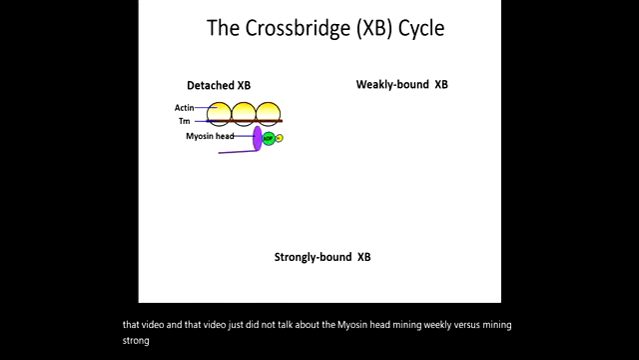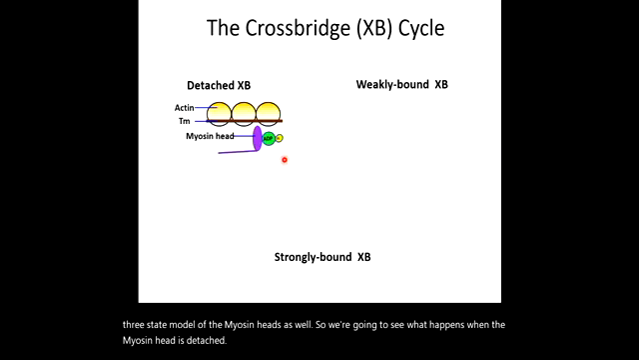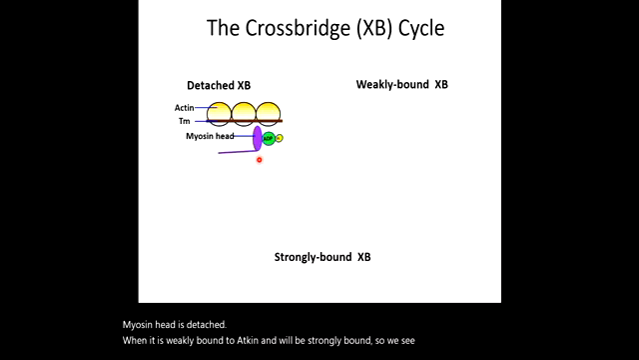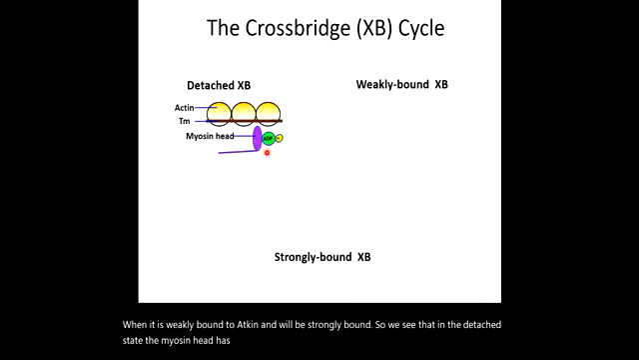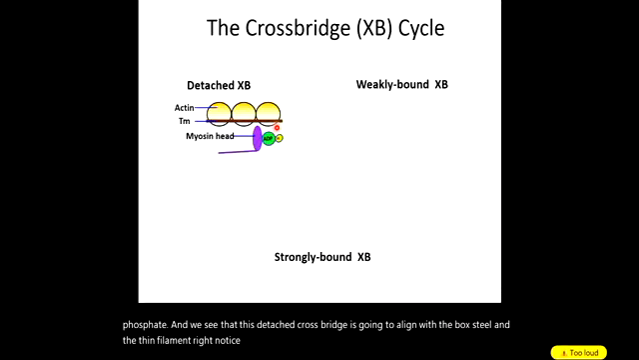And I want to explain the crossbridge cycle in a three-state model of the myosin heads as well. So we're going to see what happens when the myosin head is detached, when it is weakly bound to actin, and when it is strongly bound. In the detached state, the myosin head has bound ATP, and that ATP has been hydrolyzed to ADP and inorganic phosphate. And this detached crossbridge is going to align with the blocked state of the thin filament. Notice that tropomyosin is blocking interaction between actin and myosin.